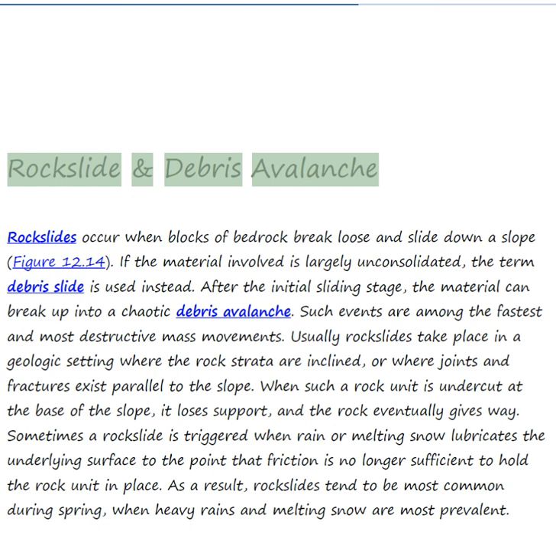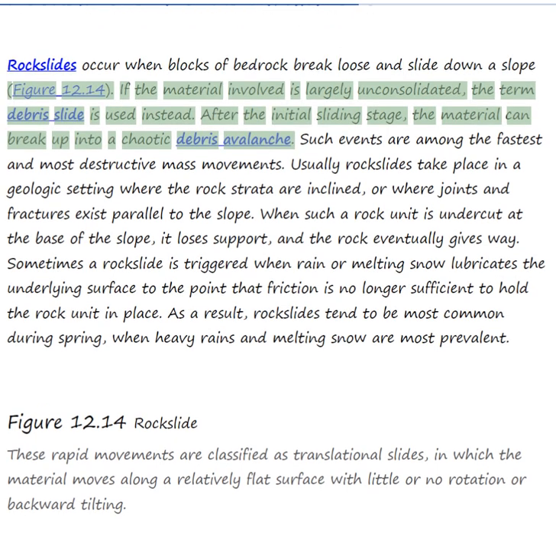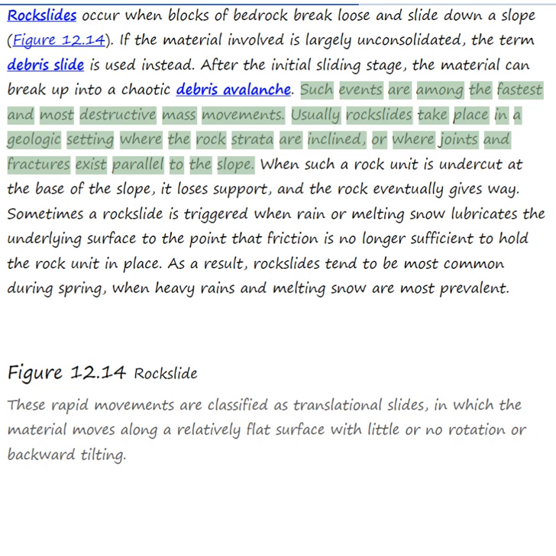Rockslide and debris avalanche. Rockslides occur when blocks of bedrock break loose and slide down a slope. If the material involved is largely unconsolidated, the term debris slide is used instead. After the initial sliding stage, the material can break up into a chaotic debris avalanche. Such events are among the fastest and most destructive mass movements.